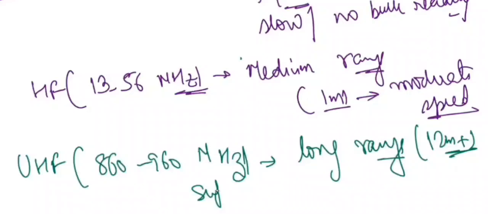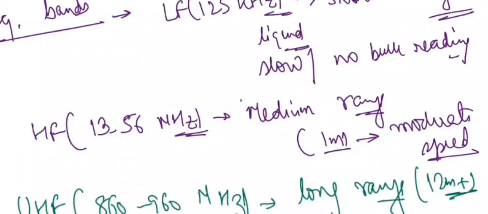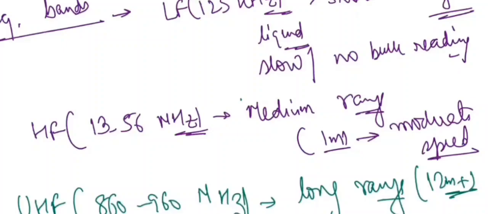Right. So actually these are the 3 kinds: LF, HF, UHF. LF means 125 kilohertz, HF means 13.56 megahertz, and UHF means 860 to 960 megahertz. Right. So now let's look at the requirement check.